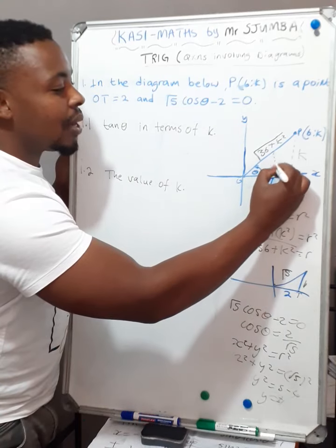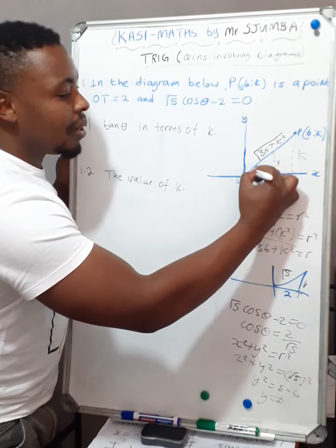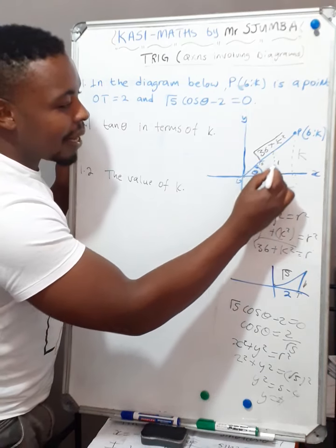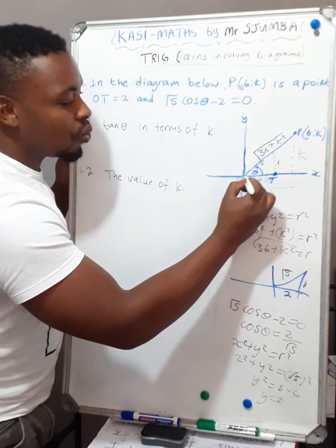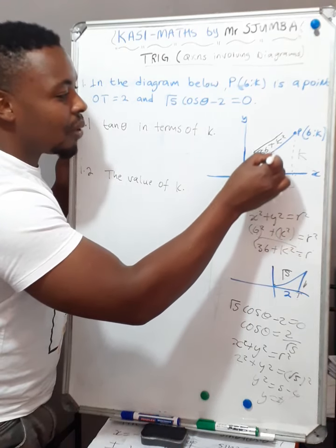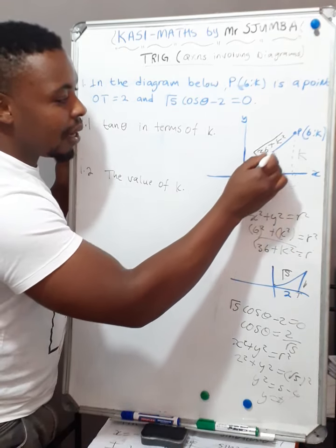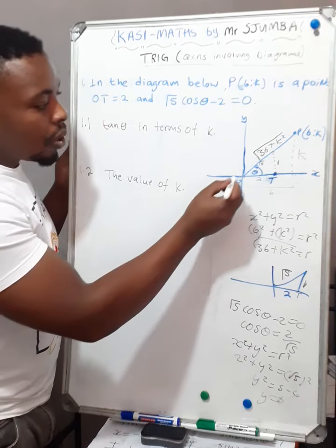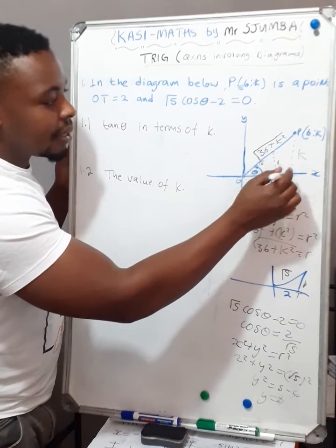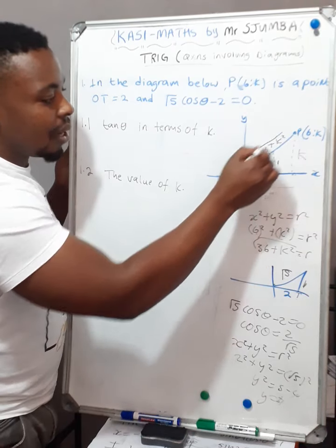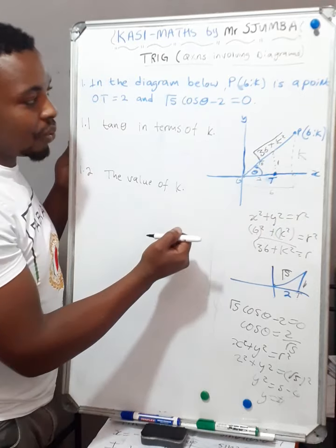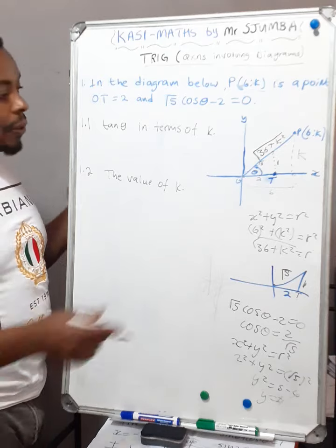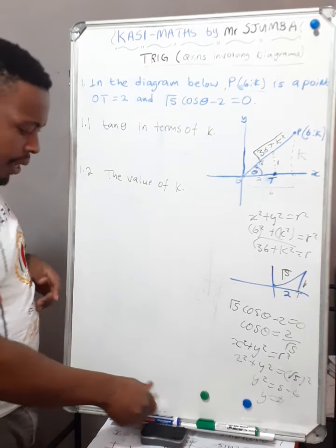So we know that from here to here is 1, and from here to here is root 5. The small diagram has 2 here, 1 here, and root 5 here. Right? See the information. The big diagram: from here to here 6, from here to here k, from here to here root 36 plus k squared. We take it from here. Our diagram is now complete. Then we can go answer the question.